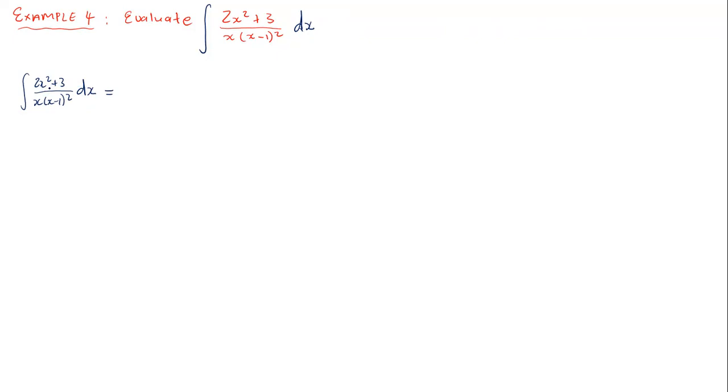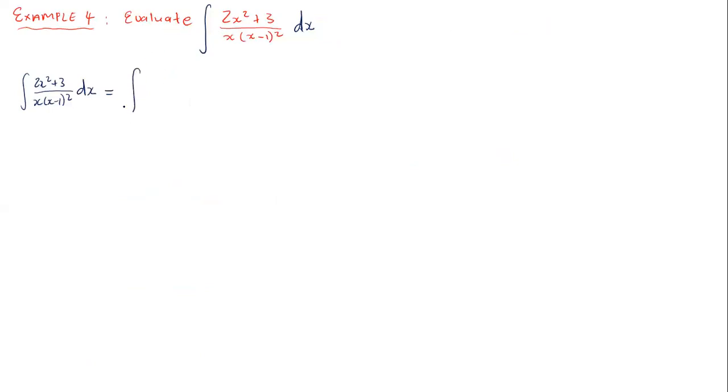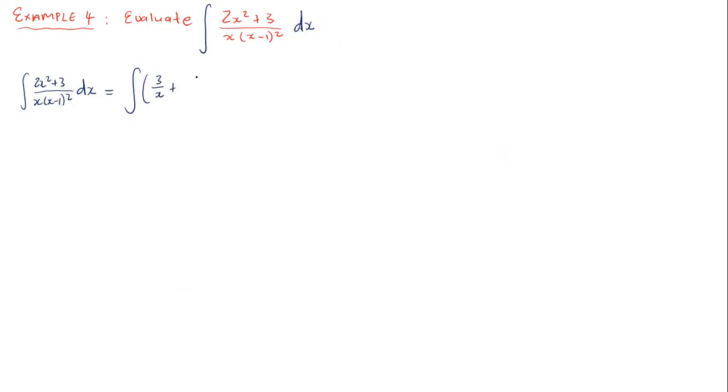Firstly, we need to decompose this fraction, right? But this fraction has already been decomposed in example number 3. So we don't have much work. That means we have the integral of, when I open my bracket, 3 over x plus, let me go back, plus 5 over (x - 1) to the power of 2, minus 1 over (x - 1), close bracket dx, because these two things are exactly the same, just that here we decompose the fraction, and we need to decompose it in order to be able to integrate this fraction.